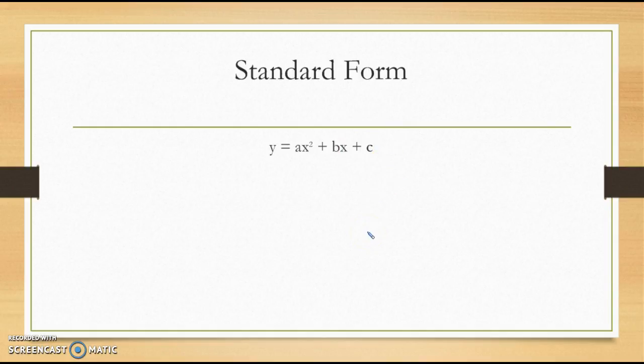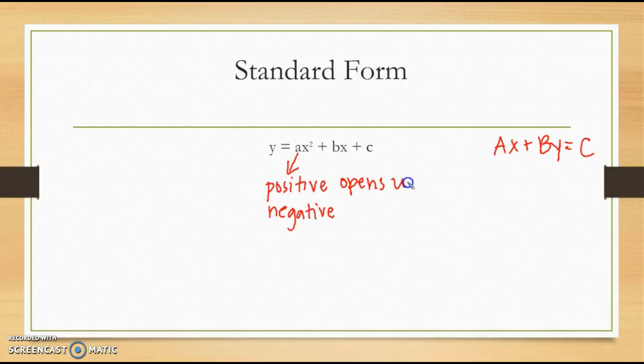So standard form has the letters a, b, and c. Similar to our linear equations, they had standard form ax plus by equals c. Right, but now we have lowercase and it's y equals form. Okay, this a is the same a that we saw in vertex form. Right, so if a is positive, it's going to open up. So you know it's a normal U shape. If a is negative, you know it opens down. So positive opens up, negative opens down.